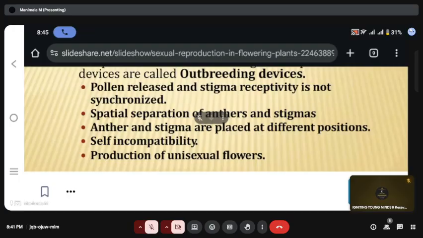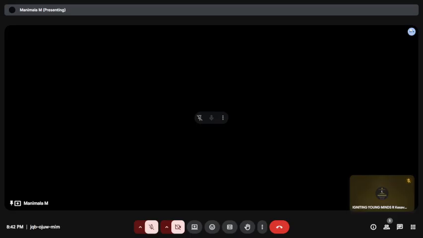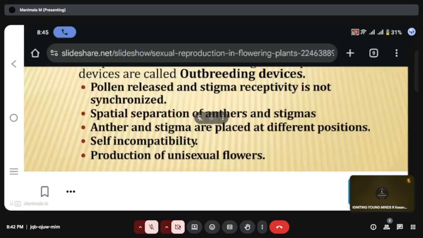Second, what is self incompatibility? Any one of them? What is self incompatibility? Am I audible? Yes, ma'am. Can I explain one more time self incompatibility என்னன்னு?